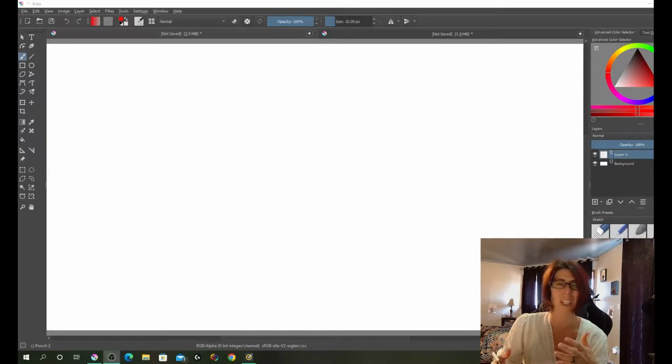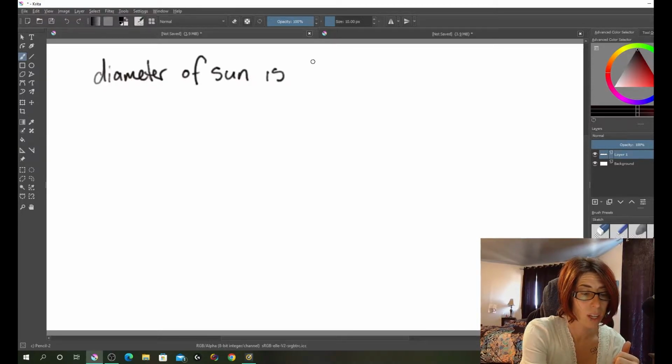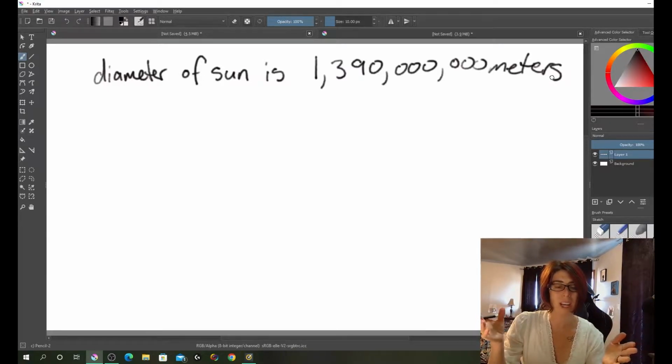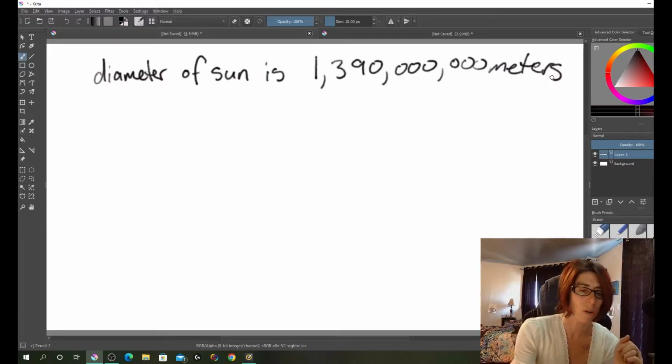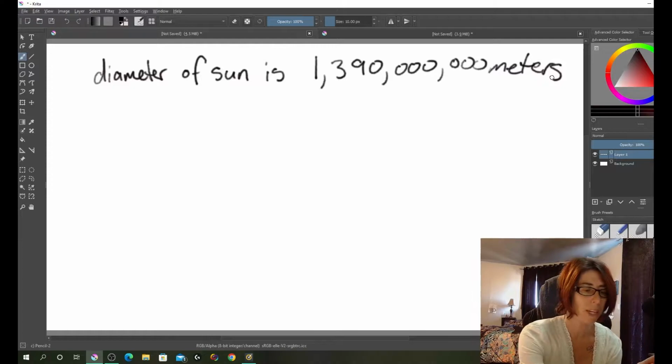So for example, let's take the diameter of the sun. The diameter of the sun is 1,390,000,000 meters. All right, so that's a really big number, and there's a lot of zeros, and you have to kind of count the zeros to see how many there really are. So an easier way to write this and an easier way to read it would be in scientific notation. So this would be conventional notation.